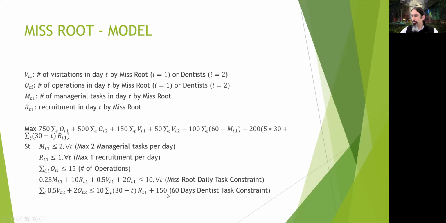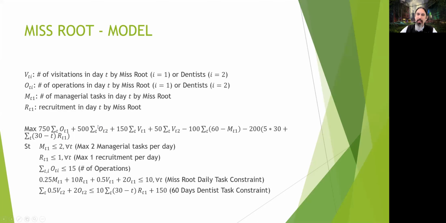Okay, so these are our total number of hours we have, and these are the operations they can perform: visitations or operations. Their total number should be, for each T, of course, summed and calculated. So we can see how many hours we have, and how we can allocate our dentist to work. So these two are our time allocation for Miss Ruth and for the dentist.